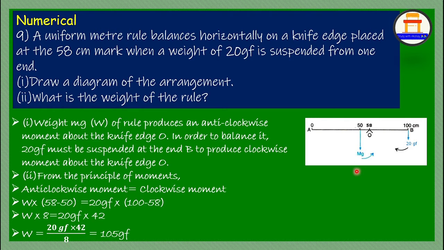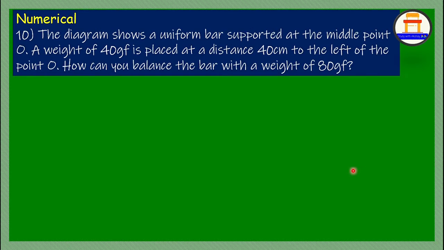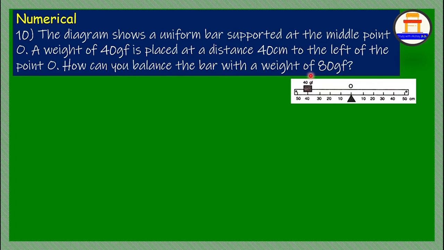Okay, let's move ahead further. The diagram shows a uniform bar supported at the middle point O. A weight of 40 GF is placed at a distance of 40 centimeters to the left of the point O. How can you balance the bar with a weight of 80 GF? The diagram is not given, so we have to draw it. Upon drawing the diagram, we understand that at this point 40 GF is there. So where should the 80 GF be placed in order to balance it?